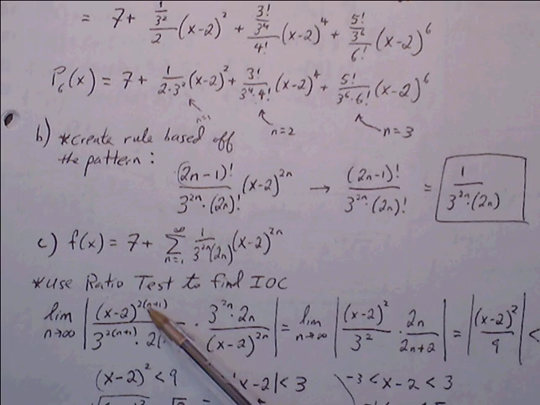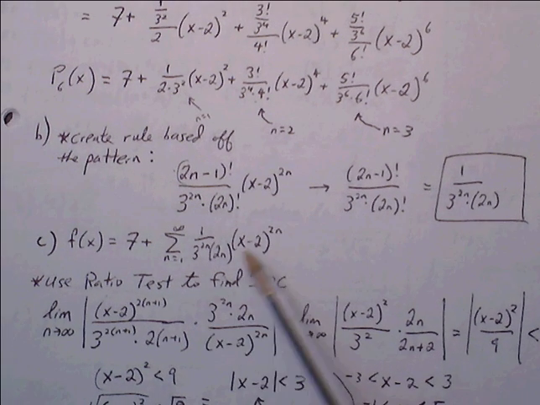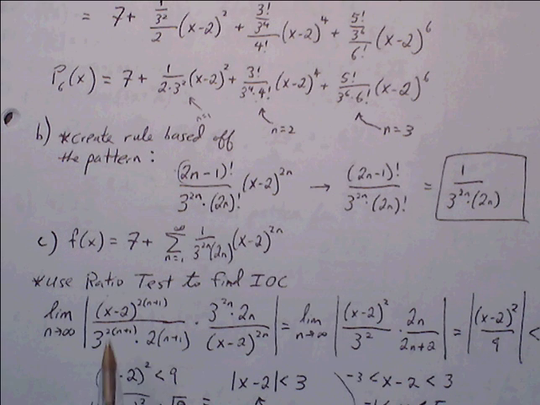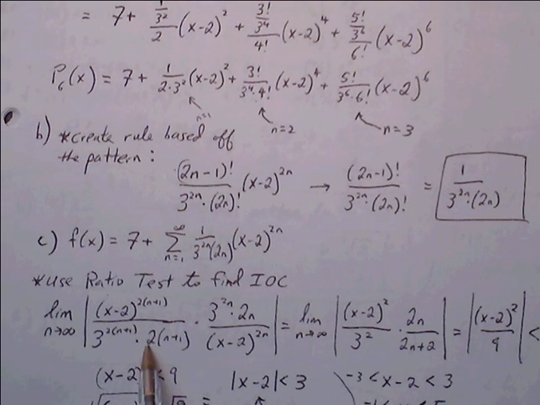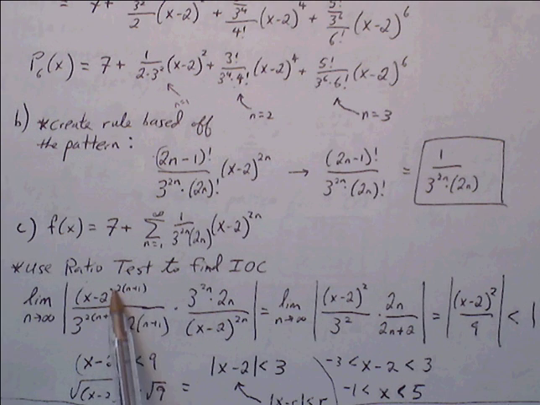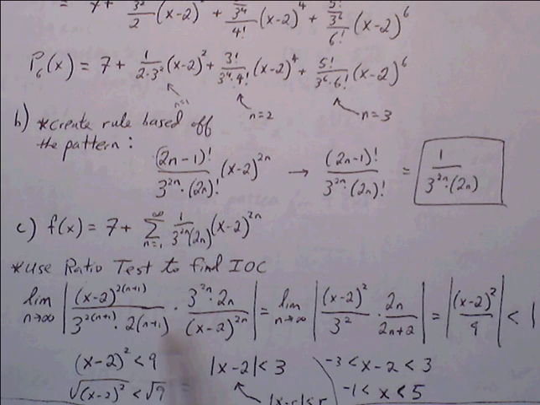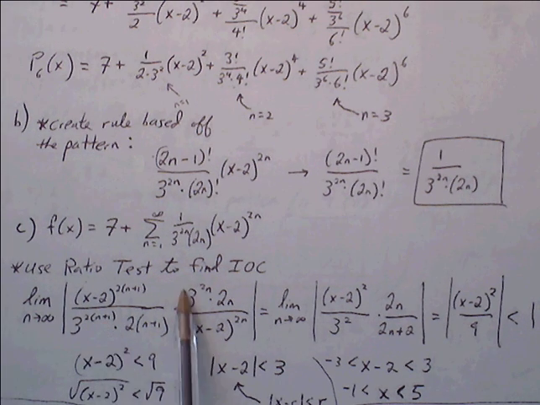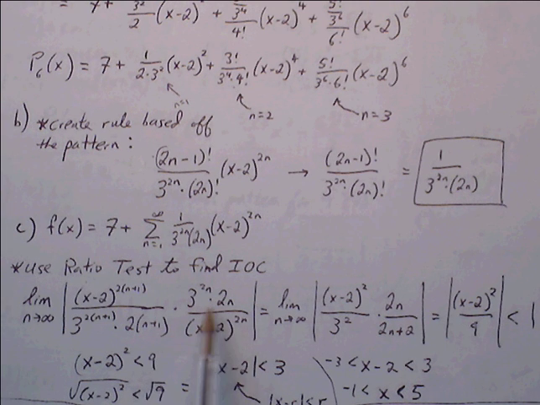So it's a sub n plus 1 divided by a sub n. So for a sub n plus 1, replace every n we see with n plus 1. So that's what we have here, divided by a sub n, which is the same thing as multiplying by the reciprocal. And if we distribute this exponent through, 2n plus 2 will cancel out with the 2n here, leaving us with just x minus 2 quantity squared. 3 to the 2n will cancel out with 3 to the 2n here, but this is 3 to the 2n plus 2, so we're still left with 3 squared. And then 2n over 2n plus 2 will remain.